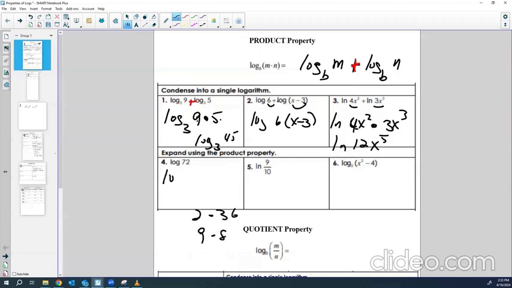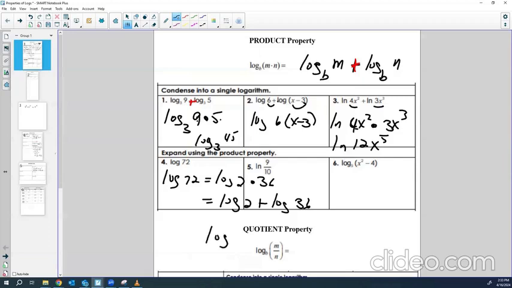So I can say log of 72 equals the log of 2 times 36. Therefore, when I expand this, it's going to be log base 10 of 2 plus log base 10 of 36. Or I can use 9 and 8, which will be log base 10 of 9 plus log base 10 of 8.